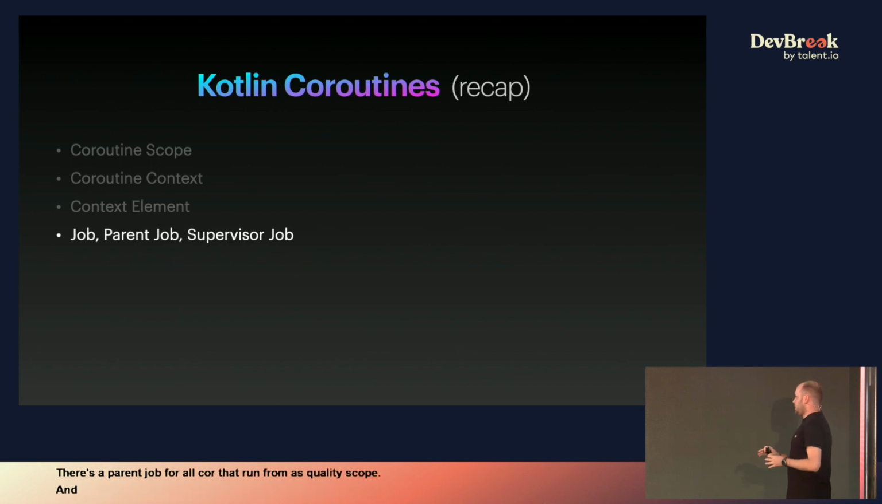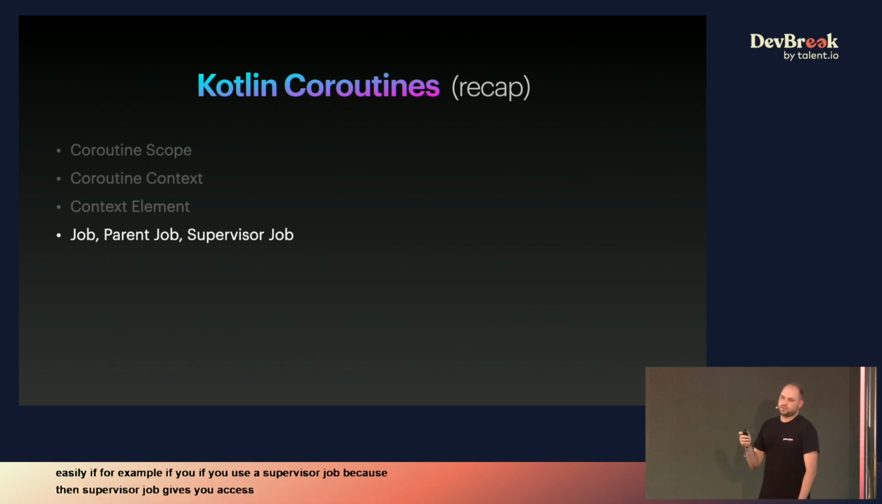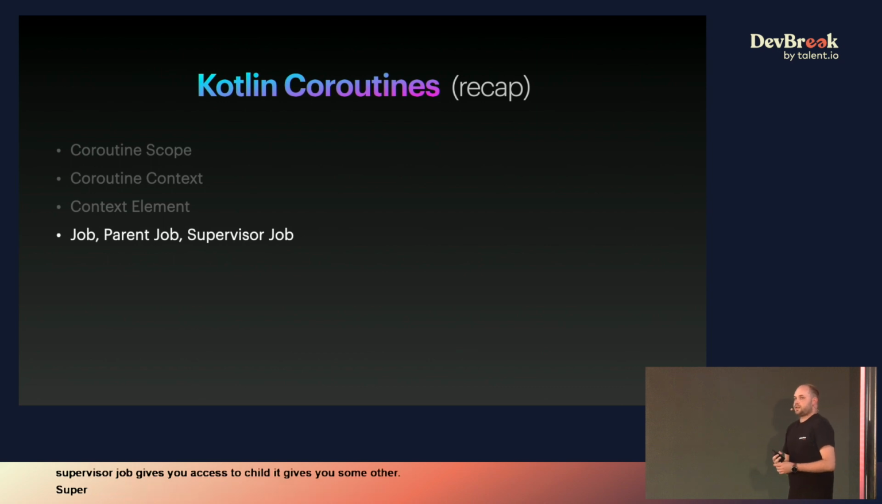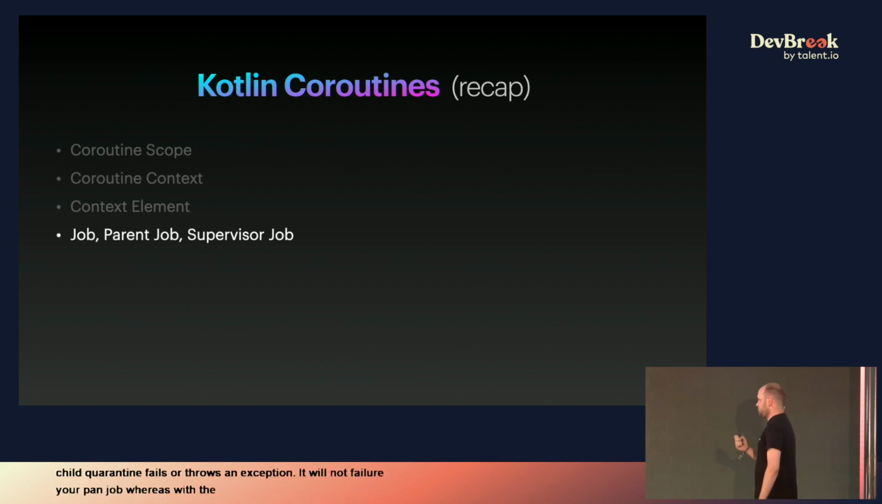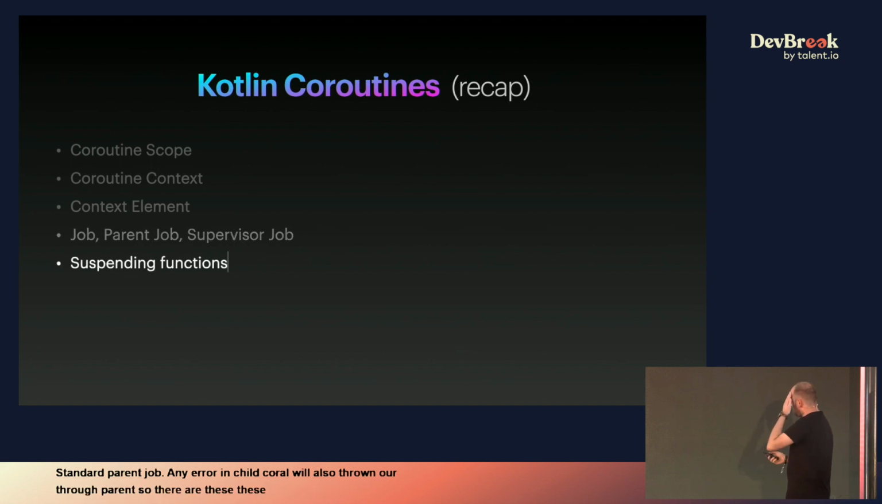And you can handle child coroutines easily if, for example, you use a supervisor job, because then the supervisor job gives you access to child coroutines. It gives you some other superpowers, like if your child coroutine fails or throws an exception, it will not fail your parent job. Whereas with the standard parent job, any error in child coroutines will also throw an error to the parent. So there are these terms that might be important.